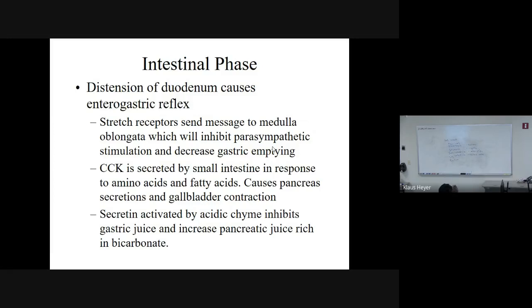CCK and secretin, you should know what those two hormones do. They both of them are going to cause more pancreatic juice to come. They're going to stimulate the pancreas to secrete their juices. CCK also makes the gallbladder contract.